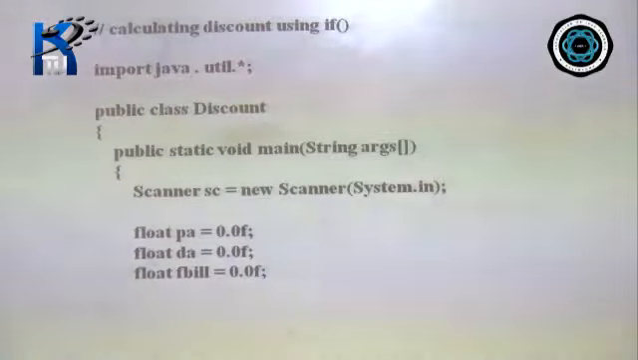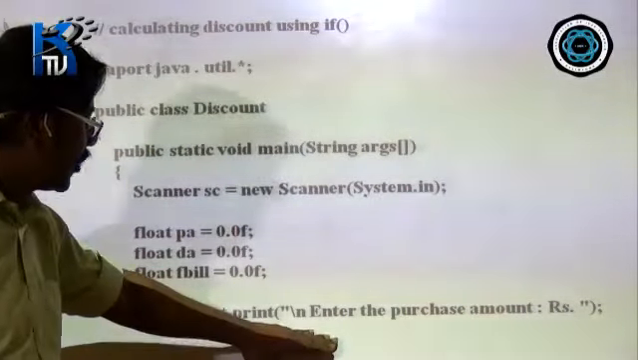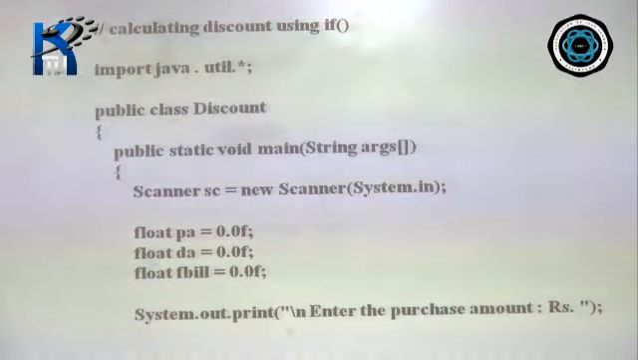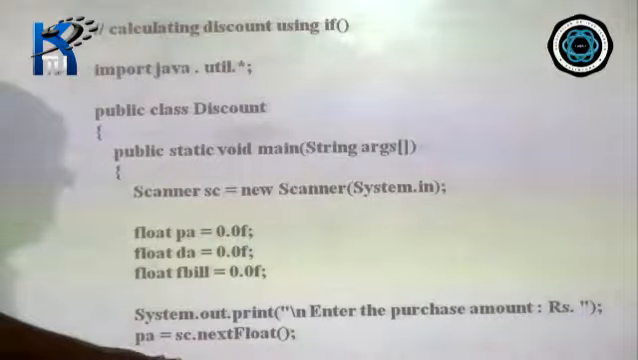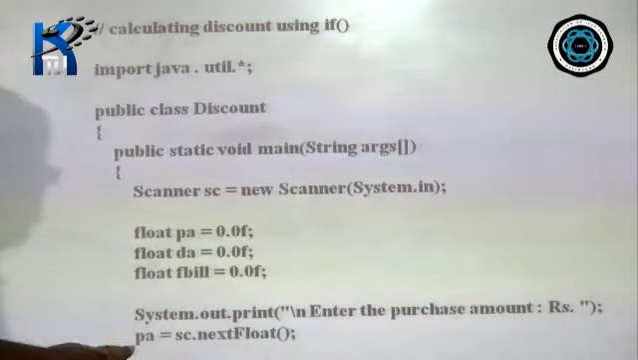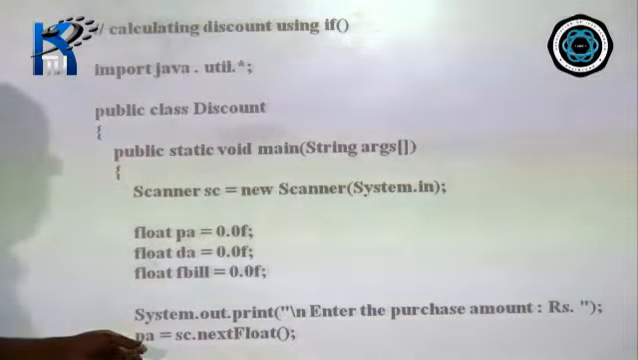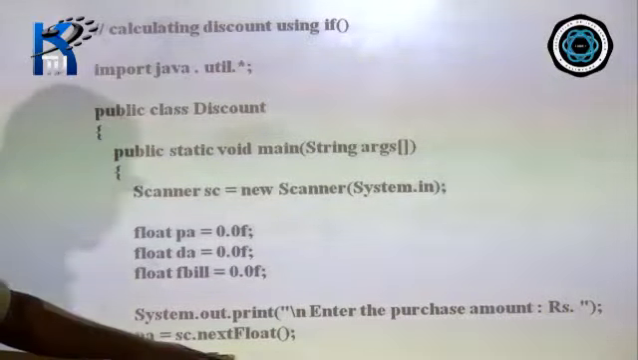Now we need to ask the user to enter the purchase amount. So using system.out.print, we are displaying this message on the screen. When we run the program, this message will come on the screen: Enter the purchase amount. So the user knows that he or she has to enter the purchase amount. Correct? Then we store that. Whatever value the user enters is being stored in the variable PA. Remember, PA is purchase amount. So after the user enters the value, it is being stored in PA. We are taking the value from the keyboard using the scanf function, next float.